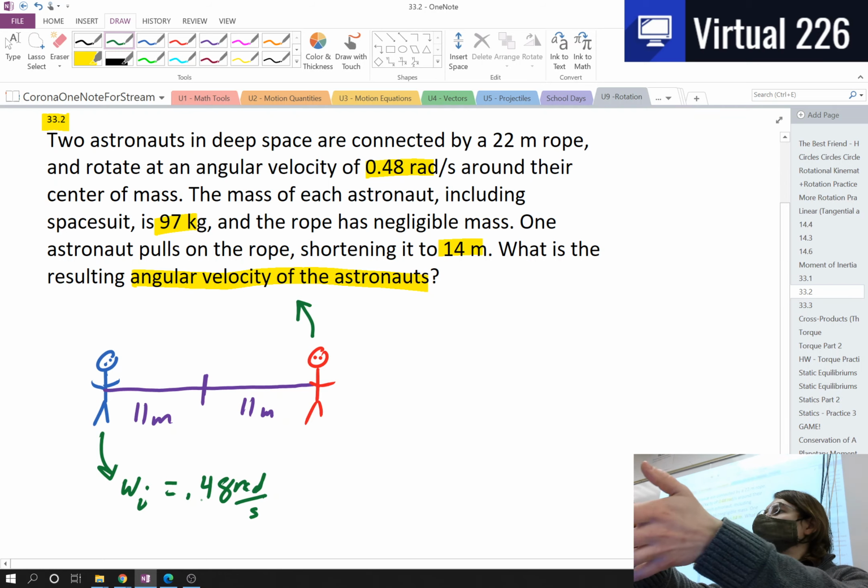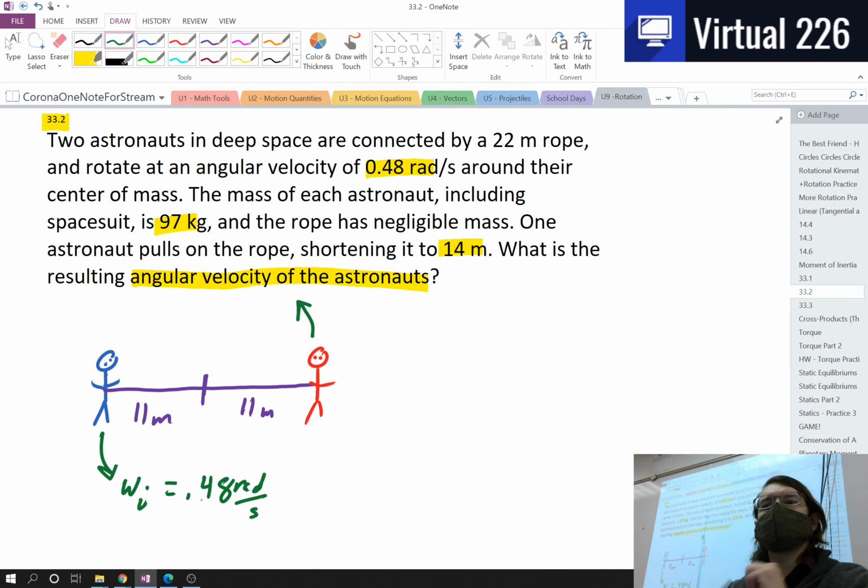Now when the astronauts start pulling in on the tether so that they get closer together, so that there's only a distance of 14 between them, 7 on each side for each of the astronauts, we know that these astronauts should start spinning faster. If you've ever watched figure skaters, whenever they pull their arms in, they close up that moment of inertia, and because that value has changed, they've brought things closer to the axis of rotation, they're going to start rotating faster.